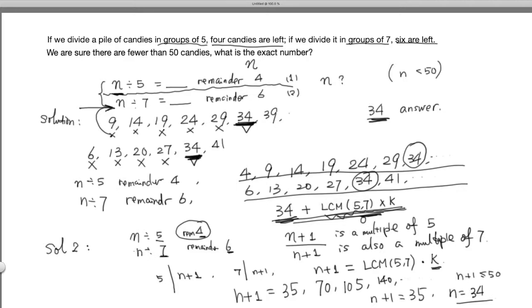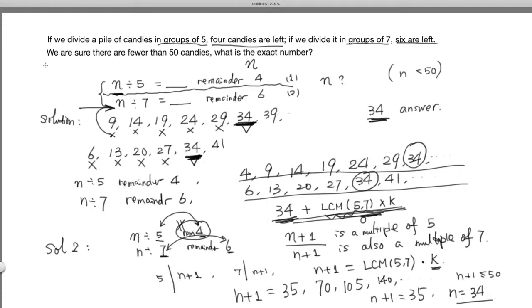Again, I want to say that solution 2 only works if the divisor and the remainder have a difference that is a constant. In this case, the difference is 1. But if the difference is 3 or the difference is 2, it's also going to work. But if these two differences are not equal, then this technique does not work.